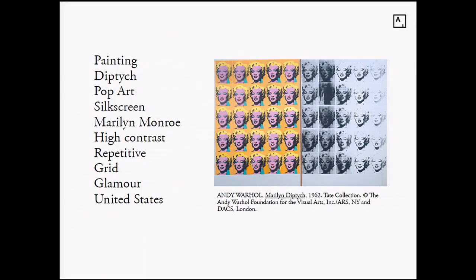Now, what do I mean by metadata for art? Well, let's look at this Andy Warhol. It's a Marilyn diptych from 1962. It's from the Tate collection. When I talk about this work, I could mention things like it's a painting, it's a diptych, it's an example of pop art, it's a silkscreen. There's lots of images of Marilyn Monroe. It's high contrast, it's repetitive, it's a grid structure. Marilyn Monroe is a glamorous woman, and Andy Warhol was from the United States. So these are all examples of metadata for art, and we call these genes.